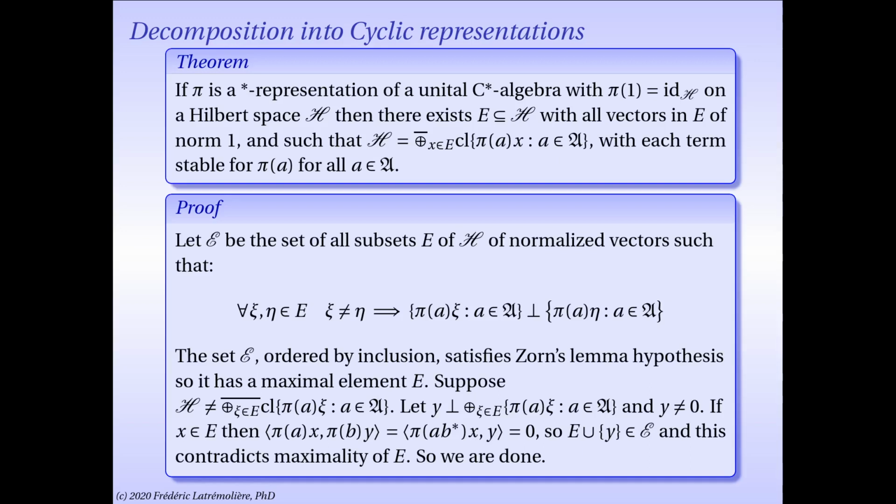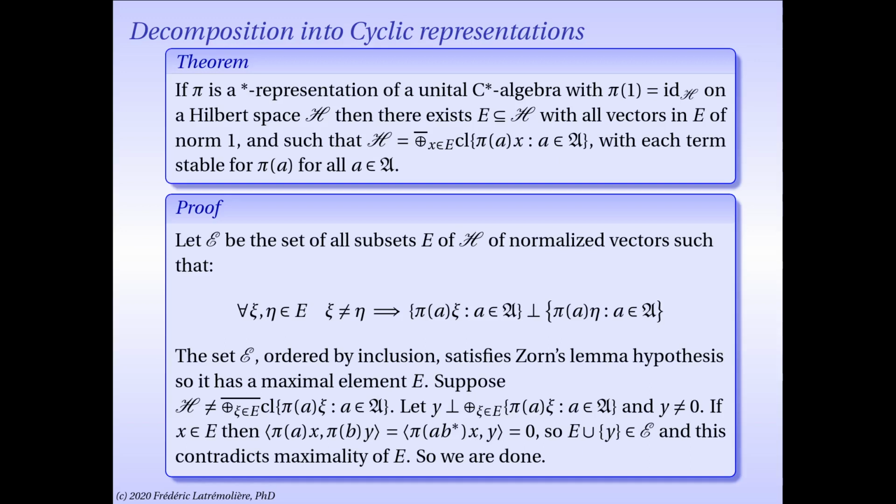Then let X be any element in E, and let's calculate the inner product of π(A)X with π(B)Y, where A and B are arbitrary elements in my C-star algebra. Using the fact that π is a star morphism and the definition of the adjoint, this is equal to the inner product of π(AB*)X with Y.